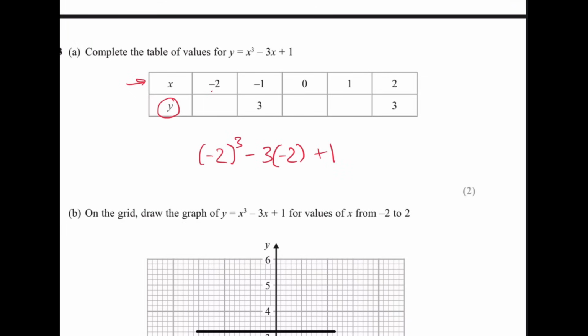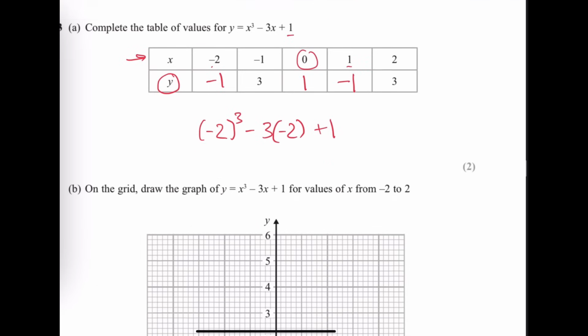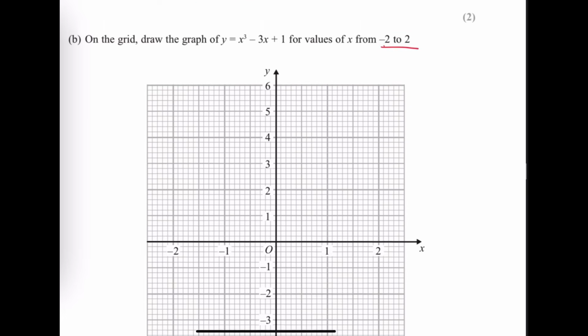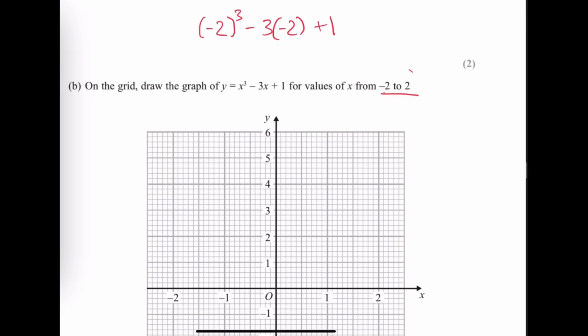So then you get minus 1. Now for 0, still put it in. If you do 0 cubed, it's still 0. Anything times by 0 is 0, so we just end up with the plus 1. And then if you put 1, we just get 1 minus 1 at the end. Now we need to just draw this graph, and this is from minus 2 to 2. We make sure that we do not extrapolate, which basically means when we draw the line, we make sure we end at whatever point we have on the minus 2 and on the 2. We do not go any over that because they did not give us the value.